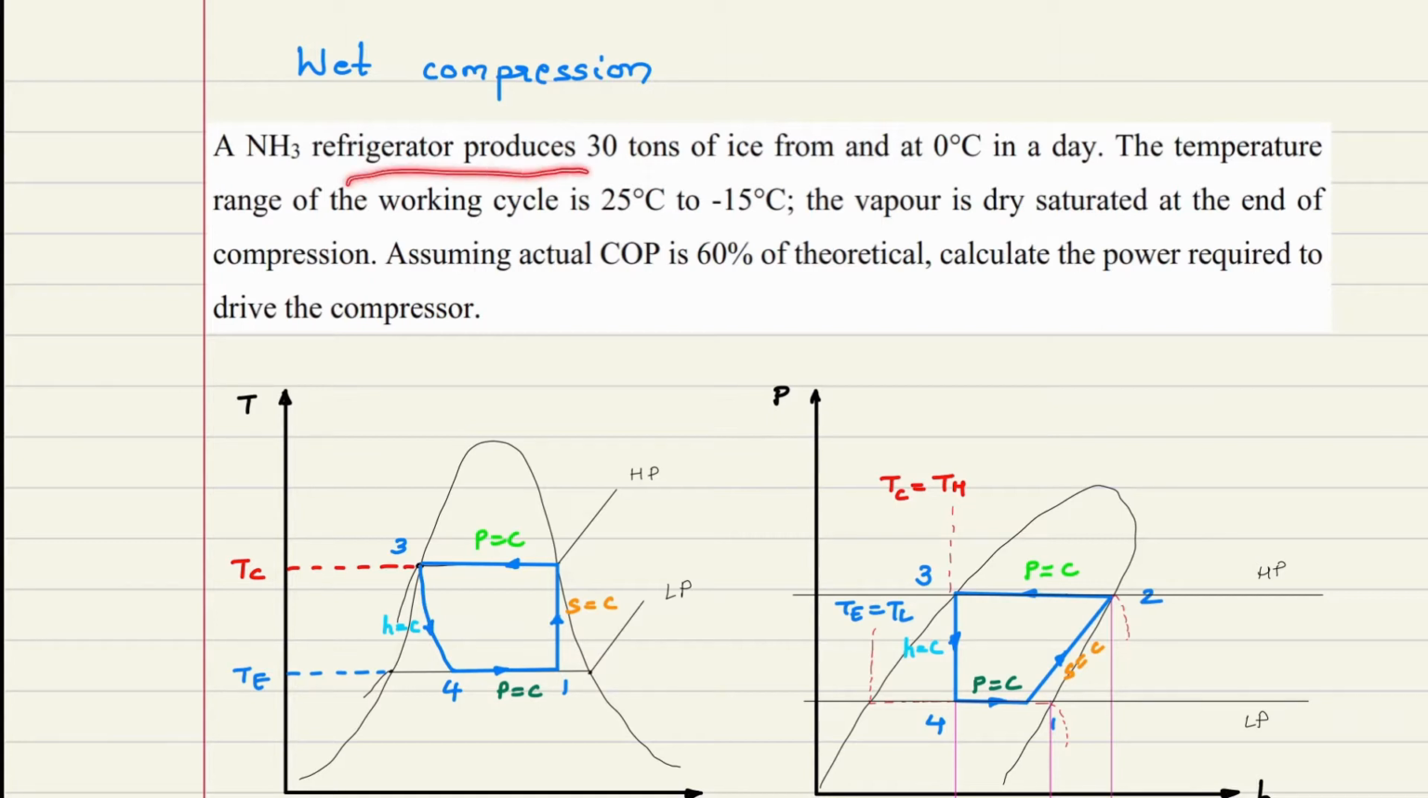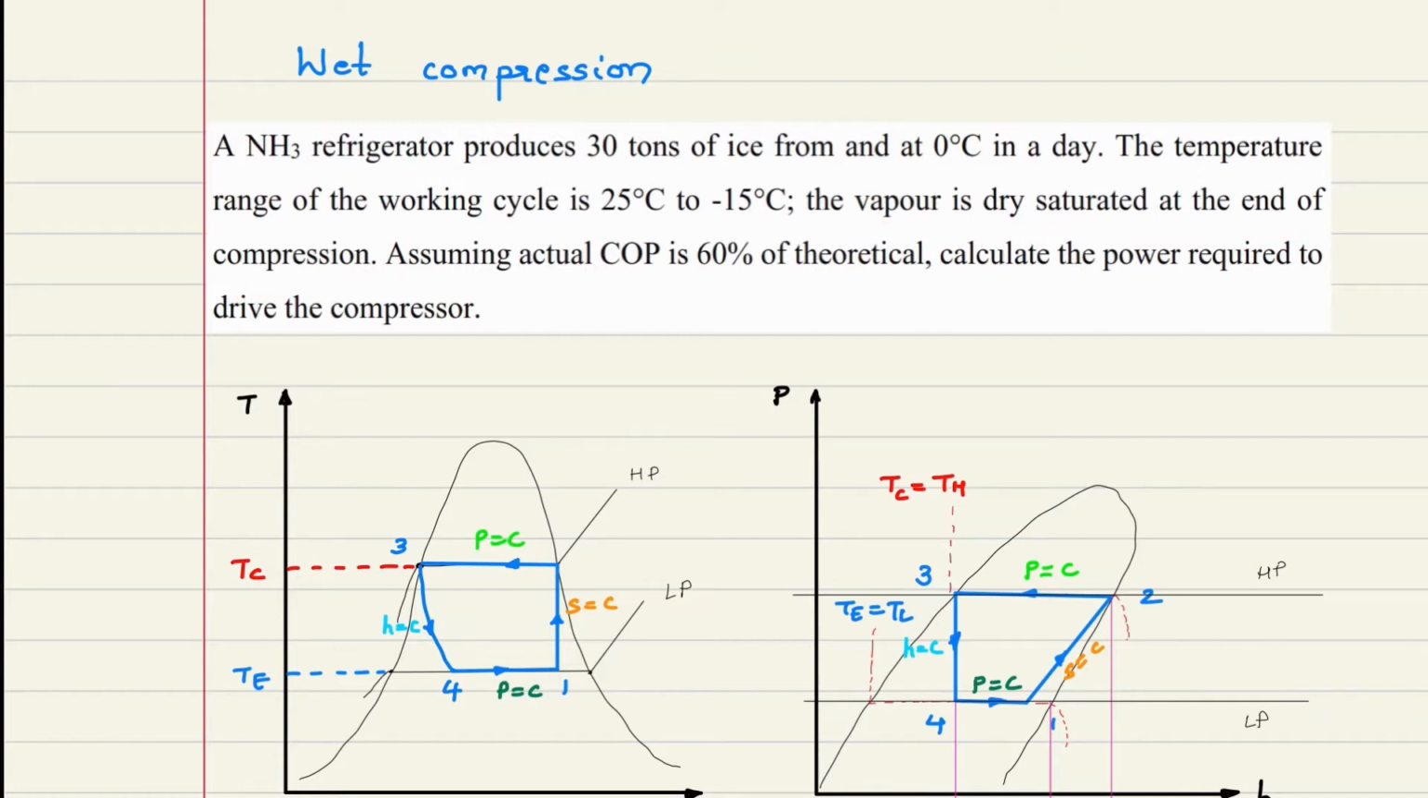An ammonia refrigerator produces 30 tons of ice from 0 degrees Celsius in a day. Now here you can see ice is given and its temperature is given. So here we have to use that sensible heat latent heat box which we had seen in the previous lecture. The temperature range of the working cycle is 25 degrees Celsius to -15 degrees Celsius. The vapor is dry saturated at the end of compression.